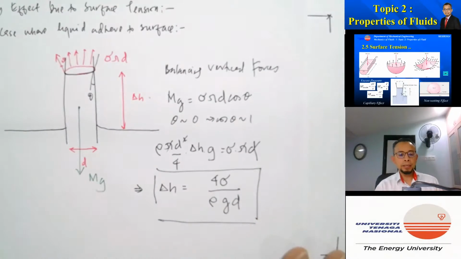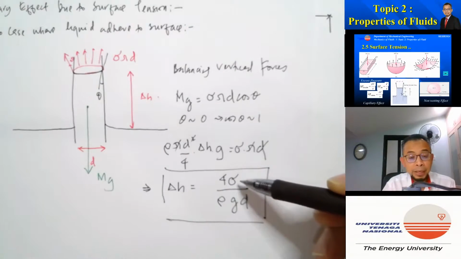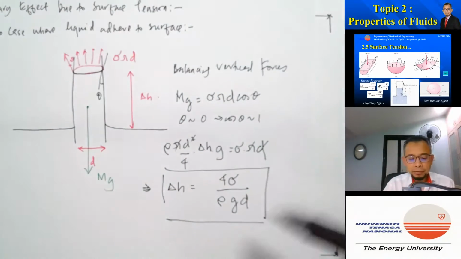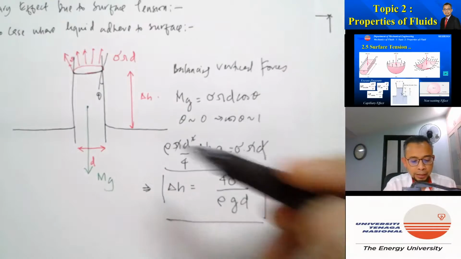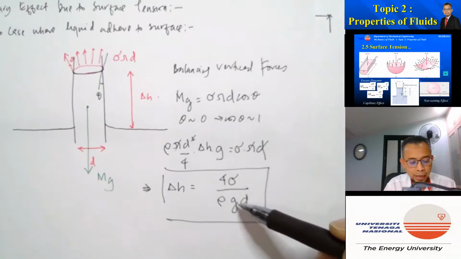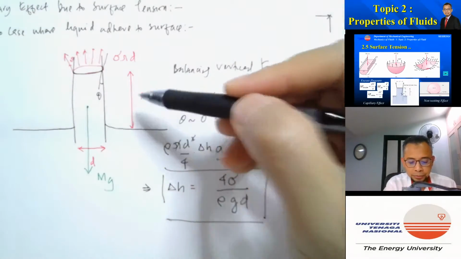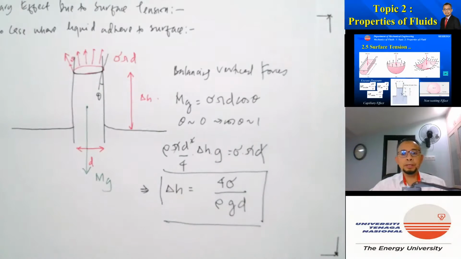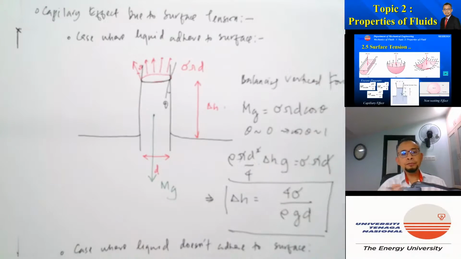So we can see that if sigma is high, the height will be higher. If the diameter is high, the height will be lower. If gravity is high, it will reduce delta H, and if the density is high, it will reduce delta H.